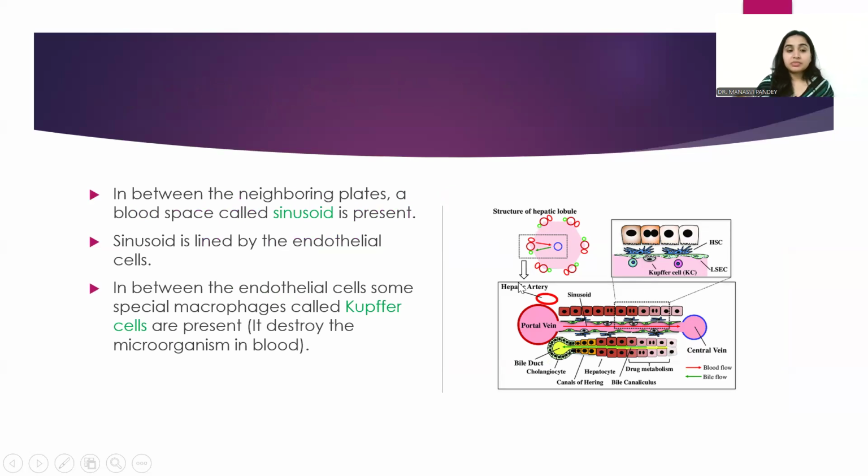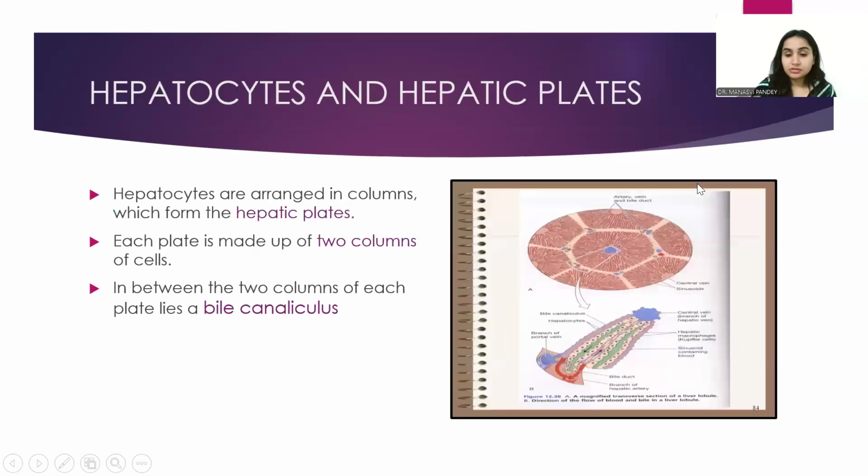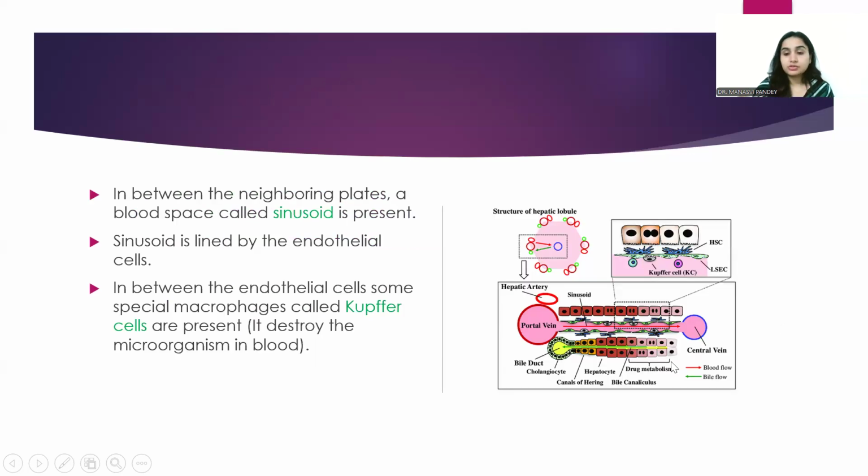In between the neighboring plates, a blood space called the sinusoid is present. The sinusoid is lined by endothelial cells. In between the endothelial cells, there are special macrophages known as Kupffer cells. It is very important. The Kupffer cells are present between the endothelial cells, and the function of these Kupffer cells is that they destroy the microorganisms in the blood. Here also the Kupffer cells are there in this picture and here also.